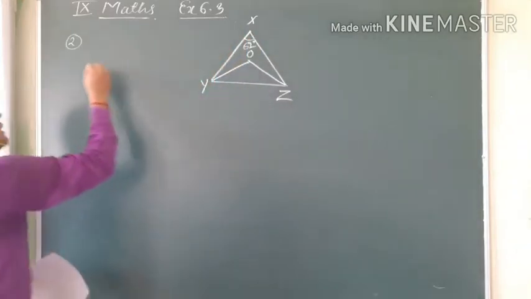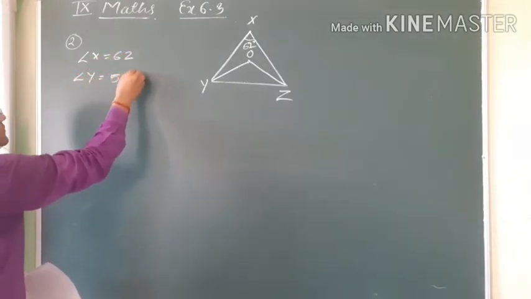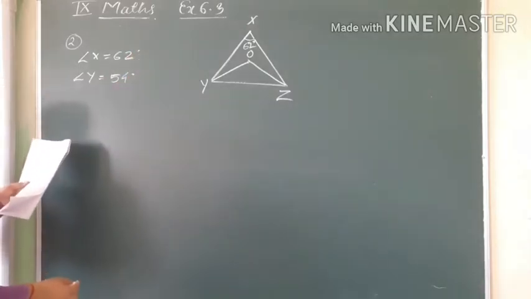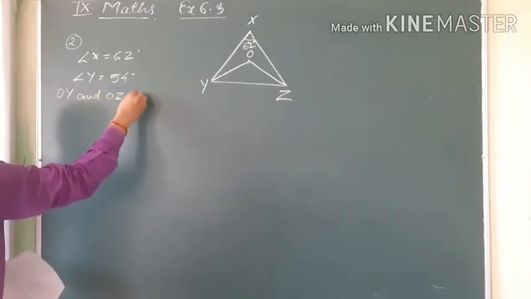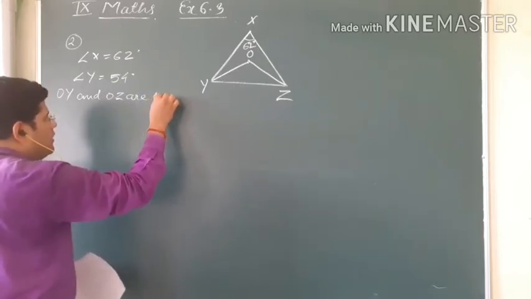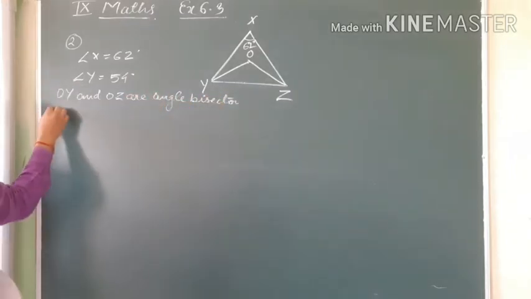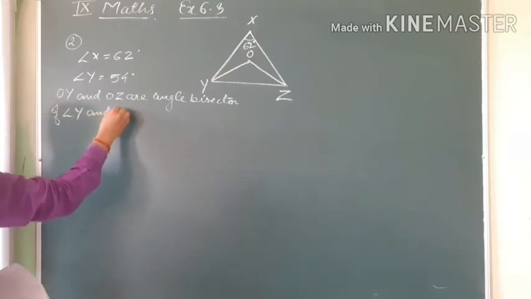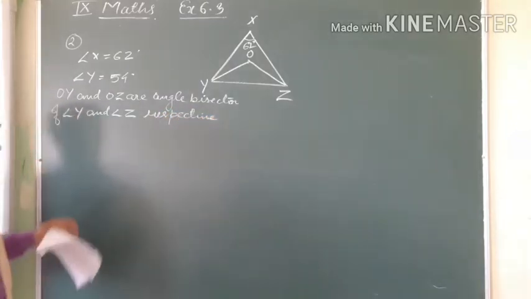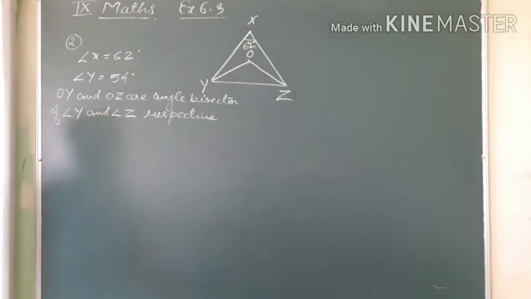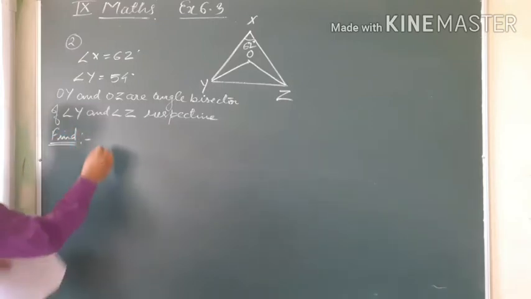This whole angle X is equal to 62, angle Y equal to 54. Which angle do we have to find? We have to find angle Z, but before that I want to write OY and OZ are angle bisectors. And of which angles? Angle bisector of angle Y and angle Z respectively. Respectively means in order. In that order the angles will be recognized. Now what do we have to find? We have to find angle YOZ.